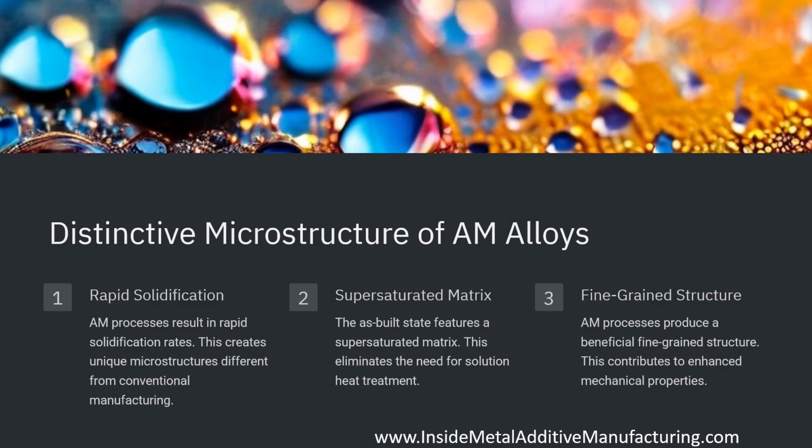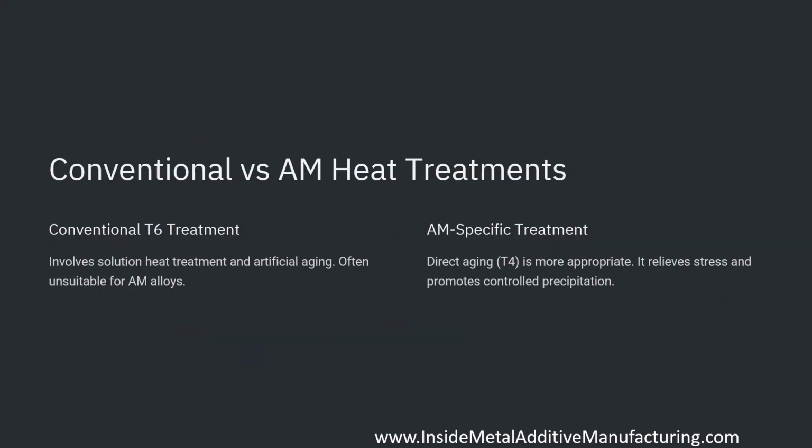Conventional heat treatments, such as the T6 treatment, which involves solution heat treatment followed by artificial aging, are often ill-suited for additive manufacturing aluminium alloys. Applying a solution heat treatment to an already supersaturated additive manufacturing microstructure can be counterproductive. It can lead to undesirable grain coarsening, diminishing the beneficial effects of the fine-grained structure produced during the additive manufacturing process, thereby negatively impacting the final mechanical properties.